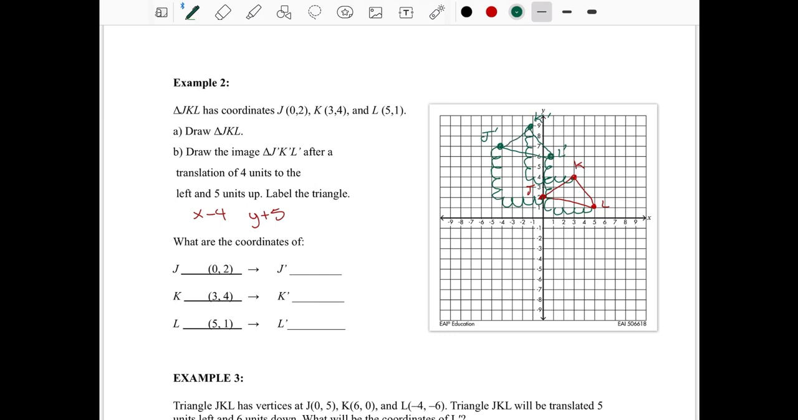So J started at 0, 2. After we translated 4 units to the left and 5 units up, we ended up at negative 4, 7. K prime started at 3, 4, and now is at negative 1, 9. And then L started at 5, 1, and now L prime is going to be at 1, 6.